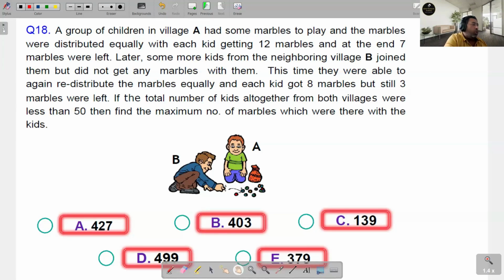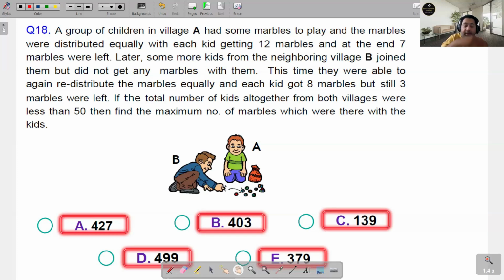Question 18. A group of children in village A had some marbles to play, and the marbles were distributed equally, with each kid getting 12 marbles. And at the end, 7 marbles were left. Later, some more kids from the neighboring village B joined them, but did not bring any marbles with them. This time they were able to again redistribute the marbles equally, and each kid got 8 marbles, but still 3 marbles were left. If the total number of kids together from both villages were less than 50, then find the maximum number of marbles which were there with the kids.